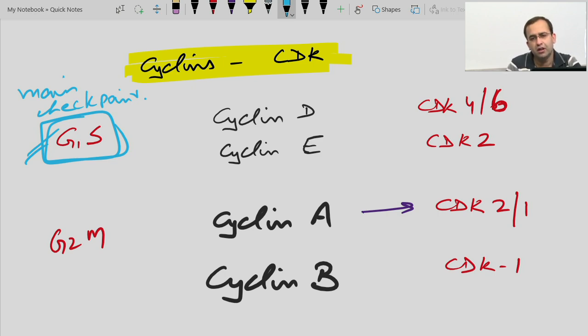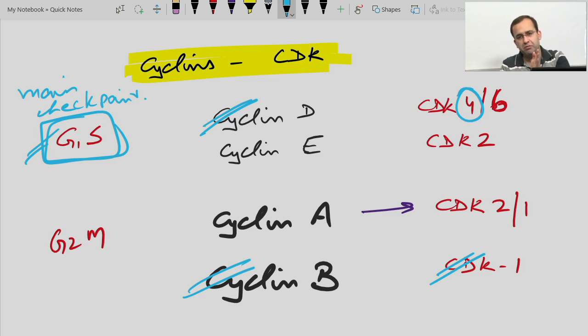So the main checkpoint is G1S. The main cyclin for crossing G1S is cyclin D binding to CDK4. Next point, which is the main cyclin for crossing G2M? Cyclin B, binding to CDK1. So I'll repeat this. Main checkpoint G1S, cyclin D binding to CDK4, D for Delhi. G2M, cyclin B, B for Bombay, binding to CDK1. This is how the checkpoints are crossed.